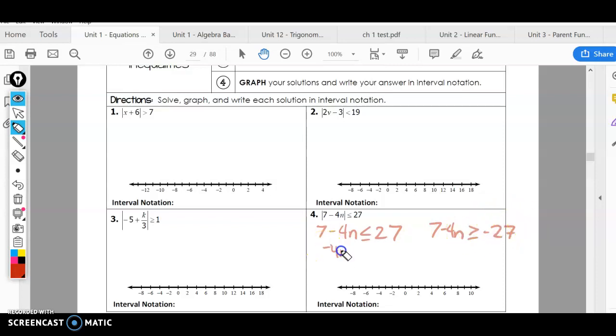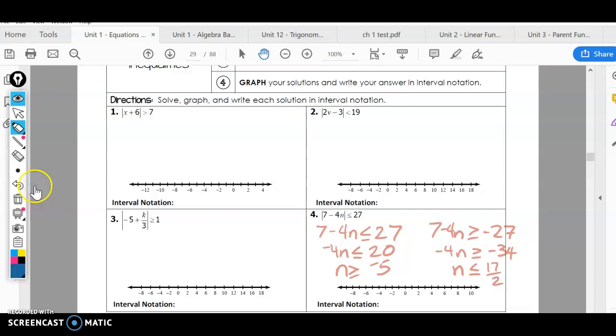Solving now for n. And don't forget, when you divide by a negative, you flip the inequality symbol. Solving over here, dividing by a negative again, I flip the inequality symbol. Here I'm going to be left with a fraction, which simplified is a positive 17 over 2.